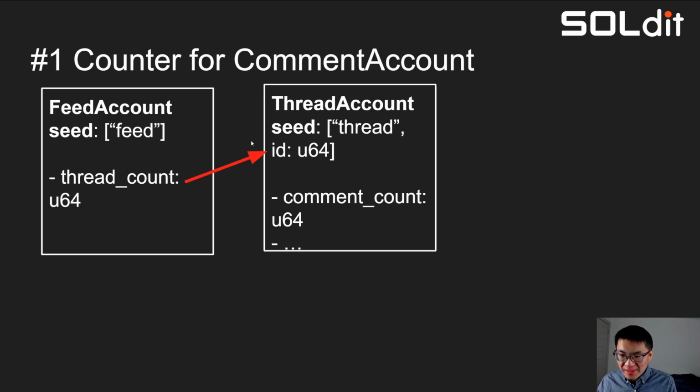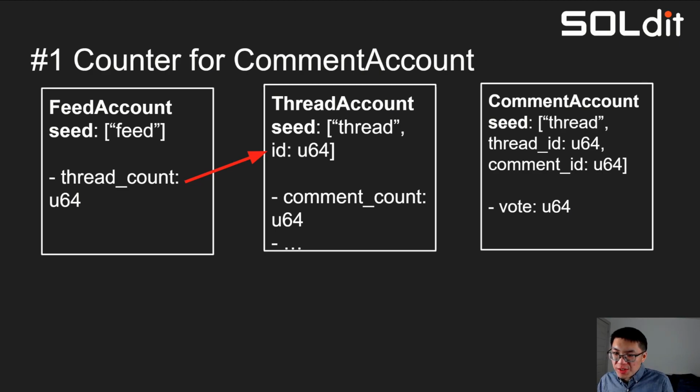And inside the thread account, it has all the metadata, like the title and the content of a specific thread. And of course, from our previous video, we know that a thread account also has a comment account, which follows the same logic. So we can find our comment account by specifying the thread ID and then the comment ID from both of these accounts.